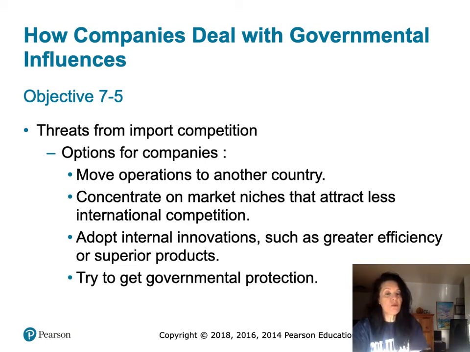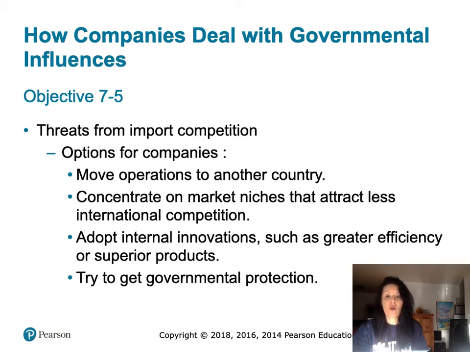Or concentrating on market niches that attract less international competition, or adopting international innovations that lead to greater efficiency or superior products. Okay? Or some of them try to get governmental protection if they're losing their market because of the competition from abroad. So there are different ways of dealing with the threats from competition from other companies. Okay? So there are some tactics and techniques for dealing with import competition.